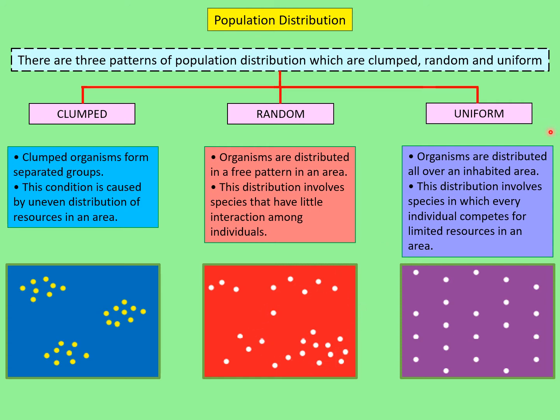Okay, uniform. Organisms are distributed all over the inhabited area. This distribution involves species in which every individual competes for limited resources in an area. Okay, so look at uniform in this area.